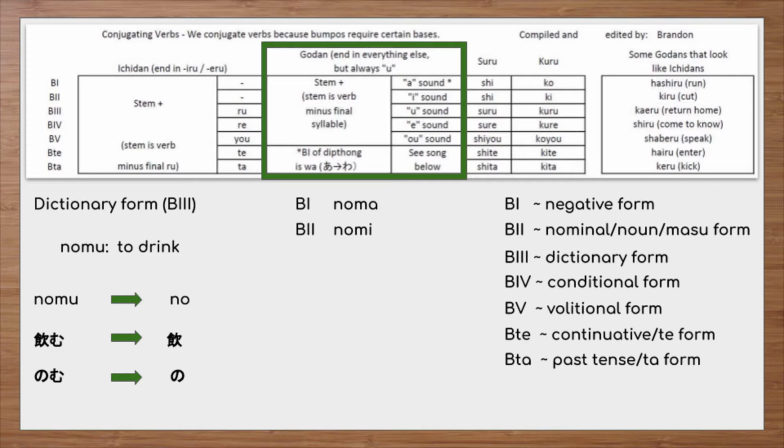Base 3 is stem plus the u sound, so no mu. Remember, this is dictionary form. Base 4 is stem plus the e sound, no me. And base 5 is the stem plus the o sound, but ever so slightly rounded out and elongated, no mo. Base te and ta get a little more complicated, so we'll get to that in a moment after we take another verb and run it through this process.